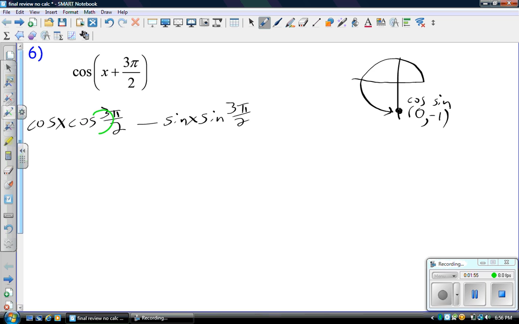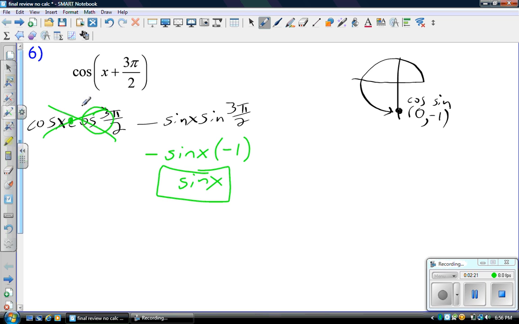So this is just 0. So 0 times whatever, doesn't matter, it's gone. The sine of 3 pi over 2 is negative 1, so what you're really just left with is negative sine x times negative 1, which will be positive sine x. And there you go. And again, you will be given the identities, the addition and subtraction identities.